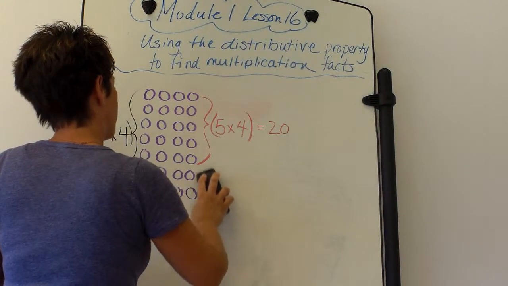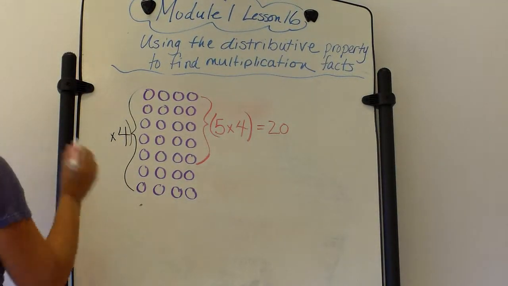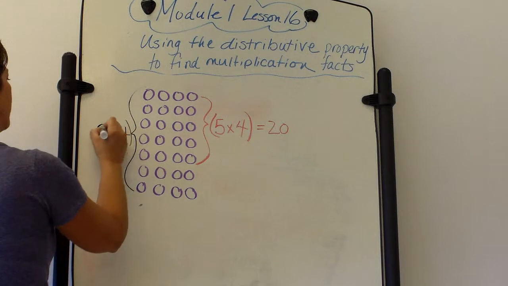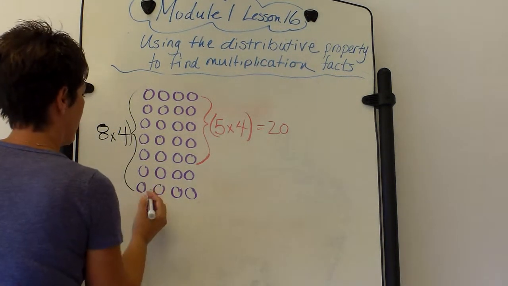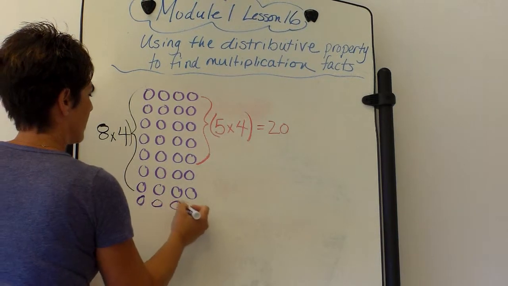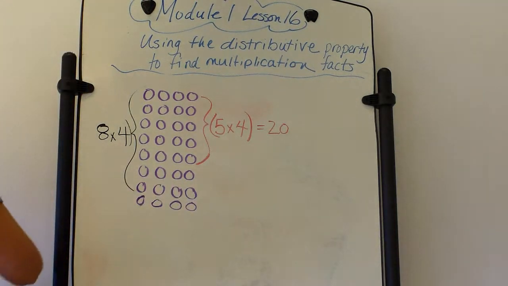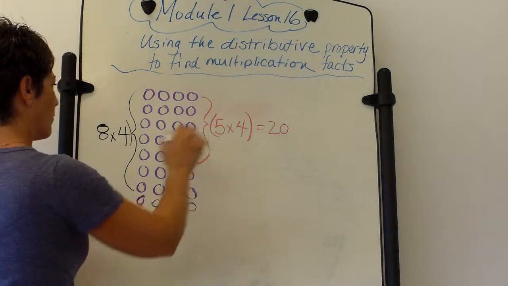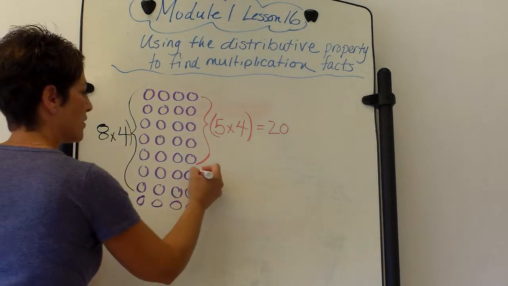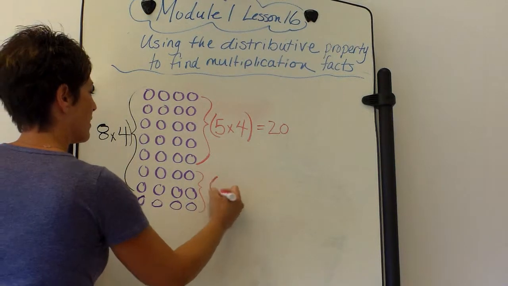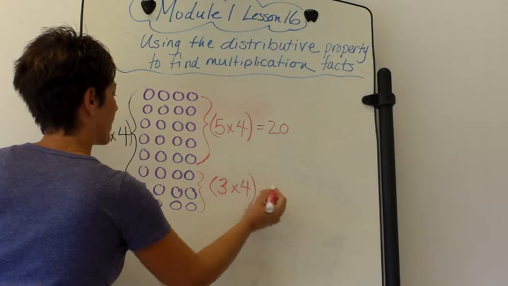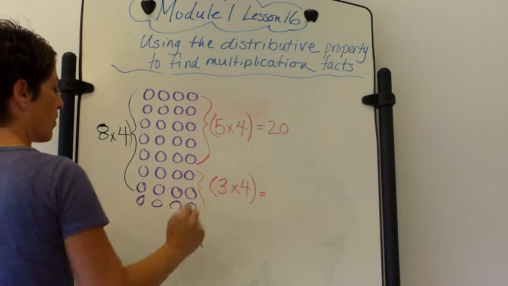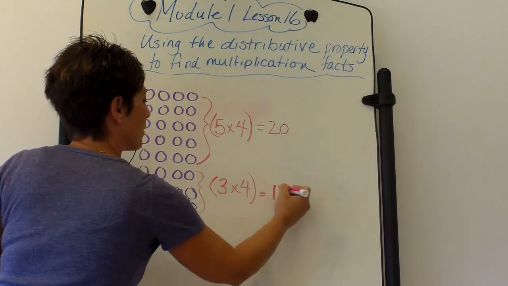One last time. 8 times 4. Let's add another row. So now I have 8 rows of 4. I'm going to break apart or distribute. I have 5 times 4 still up here, and here is the chunk that's left. This time it is 3 rows of 4. 4, 8, 12. 3 times 4 equals 12.